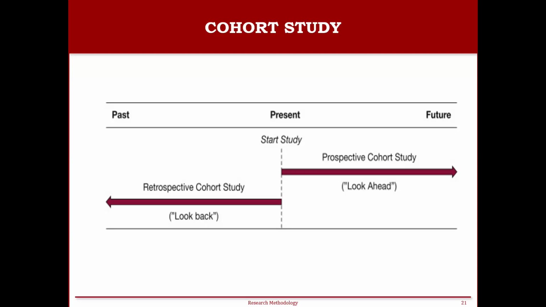In retrospective cohort studies, the researcher looks back in time and uses existing records and existing data, that may be medical records, historical data, or whatever existing data, in order to identify a group of individuals who have been exposed to a particular risk factor in the past. They analyze the historical data and continue the study.